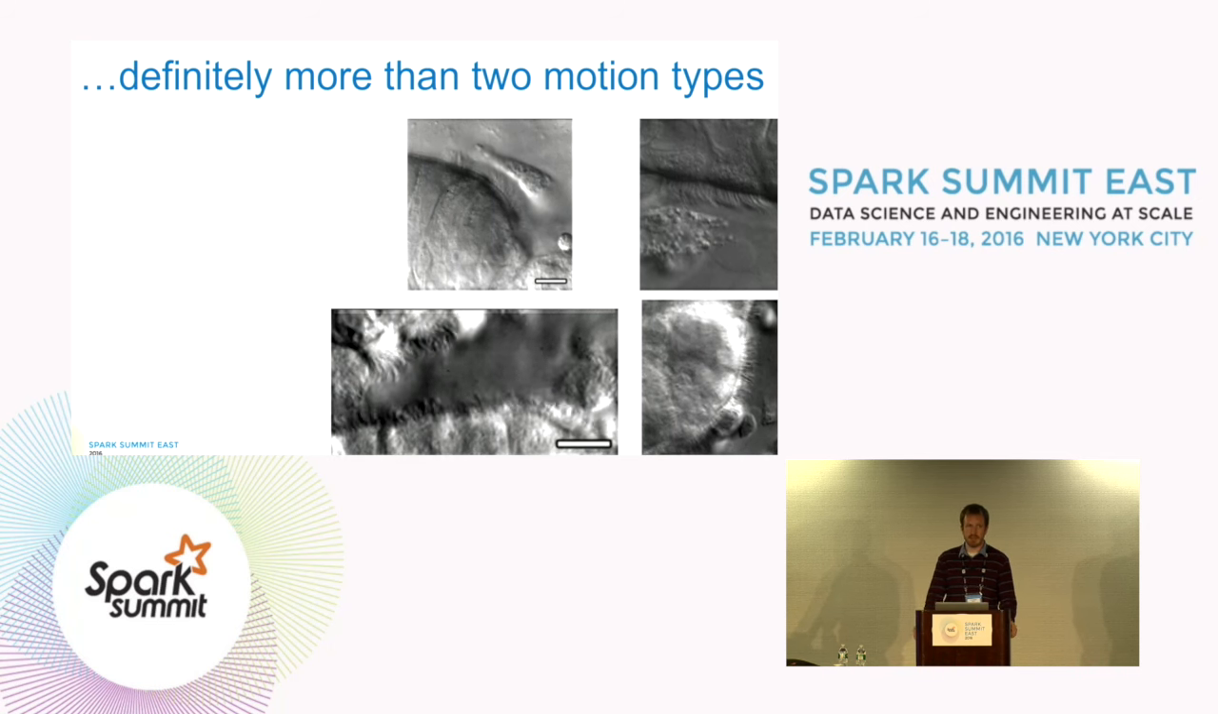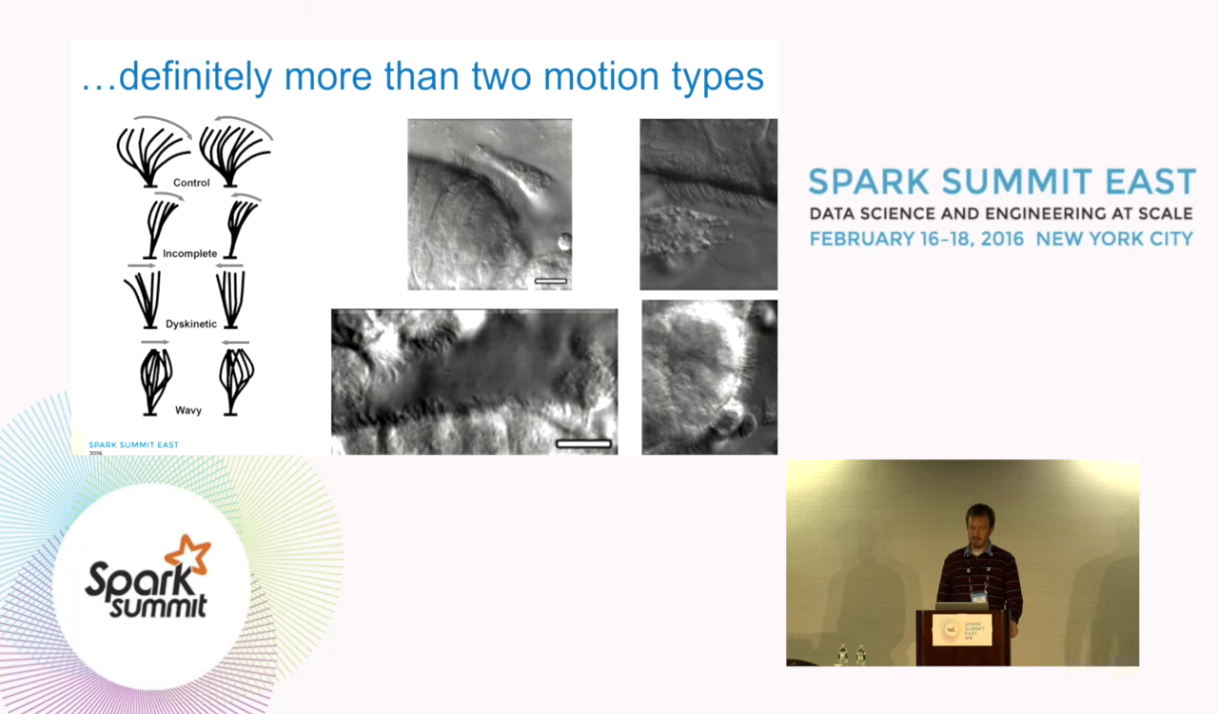And even within that, it can be difficult. So this is easily the most glaring weakness. Everybody agrees there are more than 2 types of motion. Any clinician you ask, oh, absolutely, there are more than 2 types of motion. How many are there? Don't know. What are their names? I don't know. What characterizes wavy versus dyskinetic versus incomplete? I don't know.